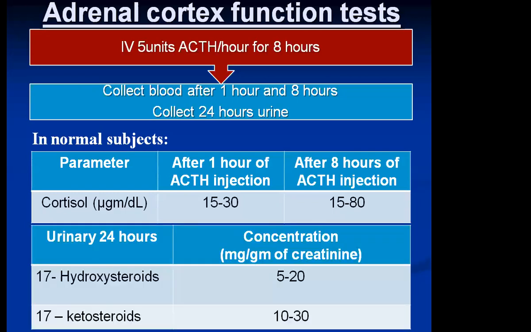Now when you collect this 24-hour urine, what things do you have to see? You have to see 17 hydroxysteroids and 17 ketosteroids. The concentration of these should be 5 to 20 milligrams per gram of creatinine and 10 to 30. So this concentration should be more. If the concentration is lesser than that, that means the organ which is at fault is not the pituitary, but it is the adrenal gland itself.